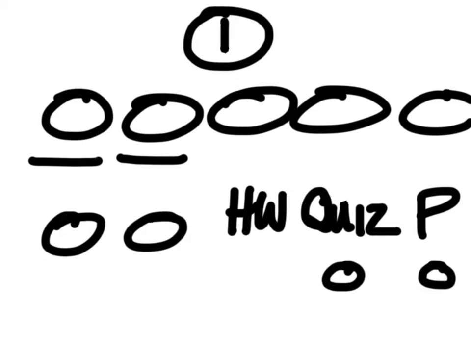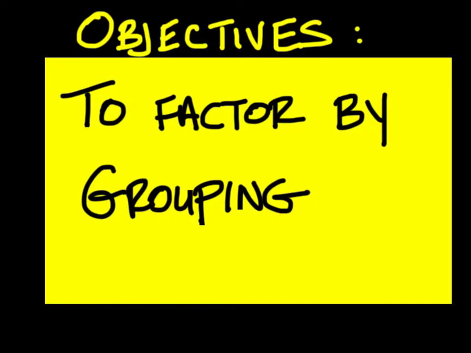It's extra credit. And today your quiz is extra credit. The practice problems are extra credit, and then tomorrow it might be out of 20 or 30 or whatever. The new objective is to factor by grouping.